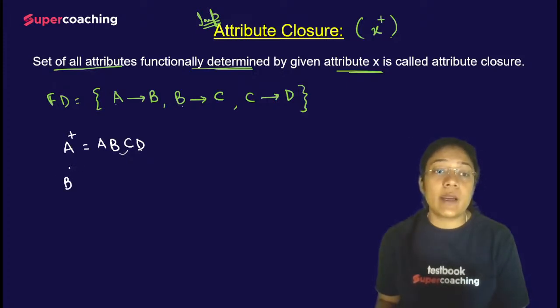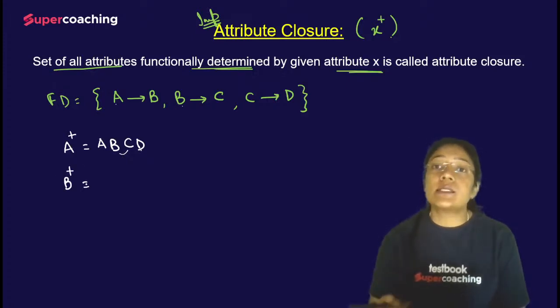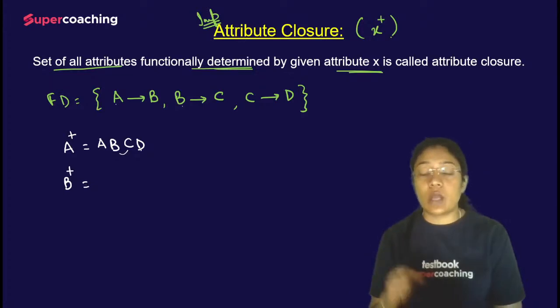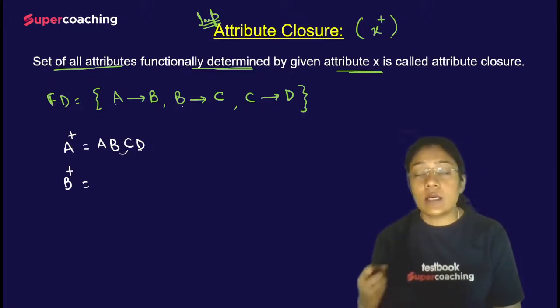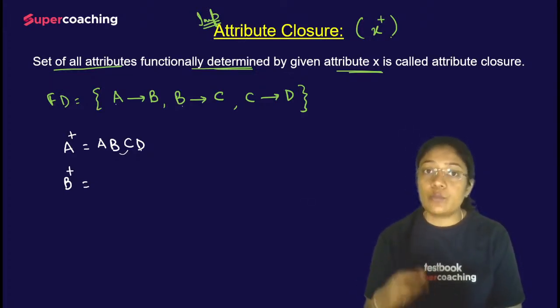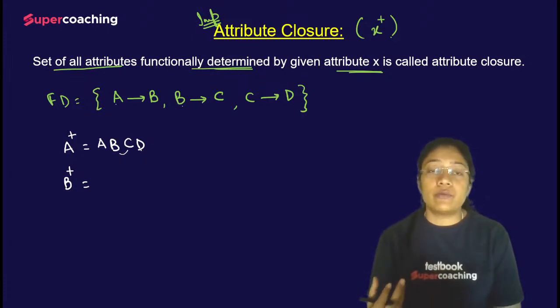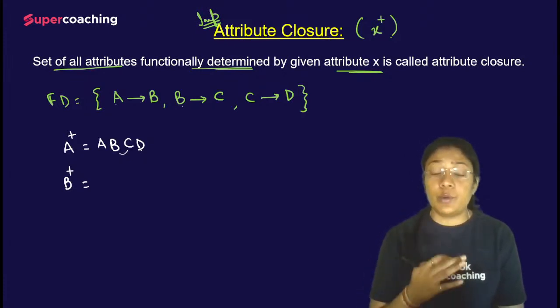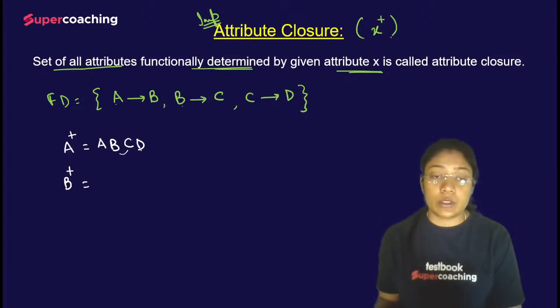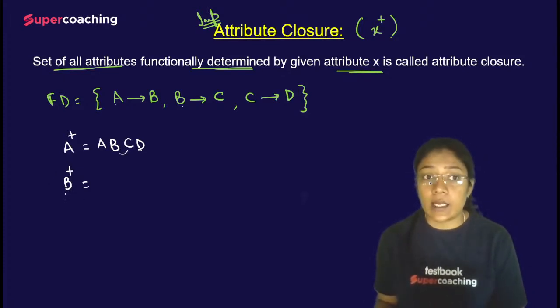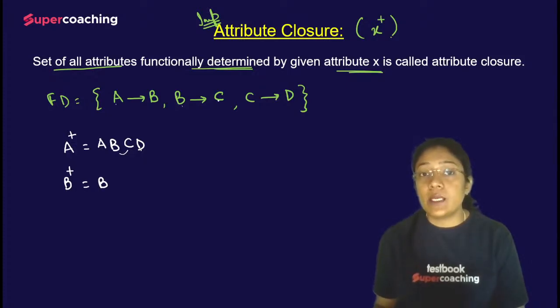Similarly, if I want to find out B closure, हमेशा start कहाँ से करेंगे? जिस भी attribute का आप closure find कर रहे हो, start it always from that attribute, because according to the trivial functional dependency, the attribute present on the left hand side will also be present on the right hand side. खुद को determine करेगा ही करेगा. So B closure means B is determining itself. B is determining C. C is determining D.